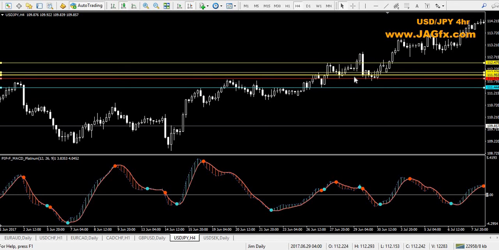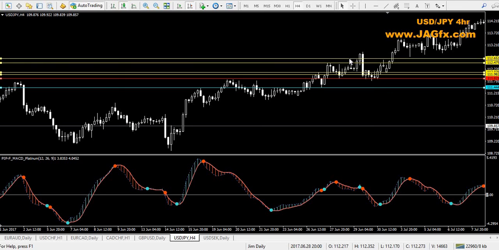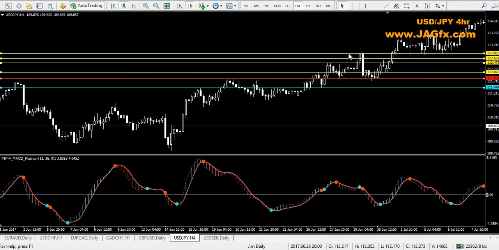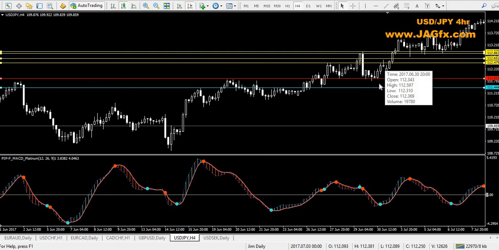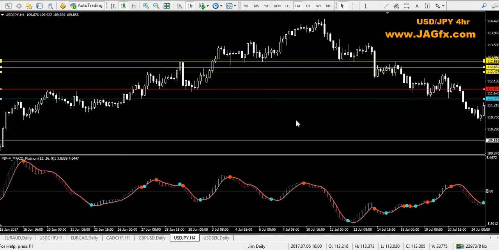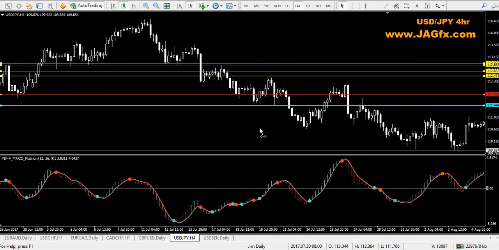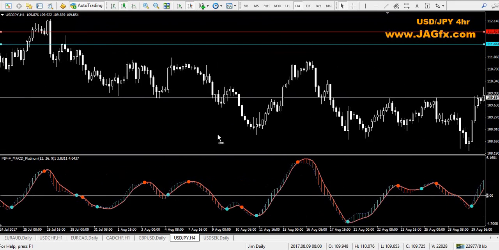Yep, sorry, wrong line. Move that up. Move that up. Move that up. And we're short there, and so on. We'd be long there. So that's basically it. That's coming up about 20 minutes. That's on a 4-hour chart.